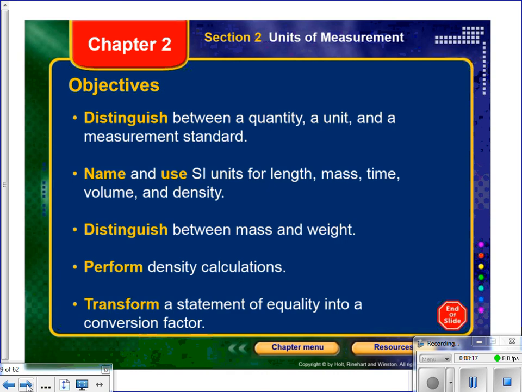All right, so that is the end of section 1.